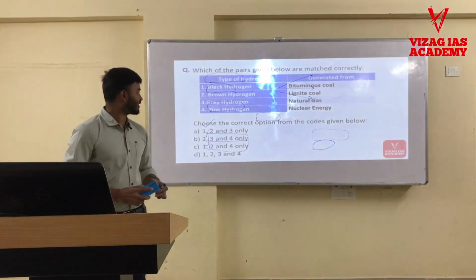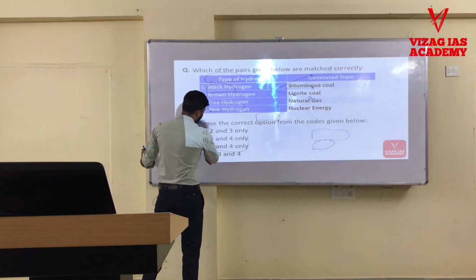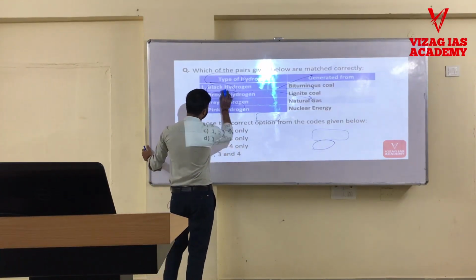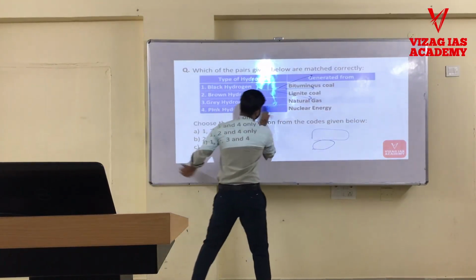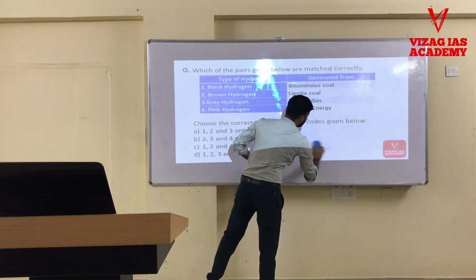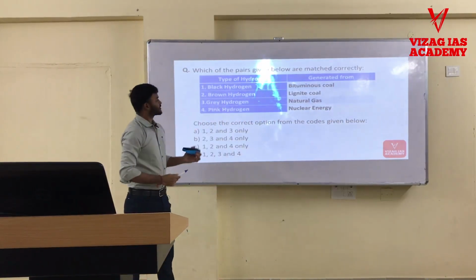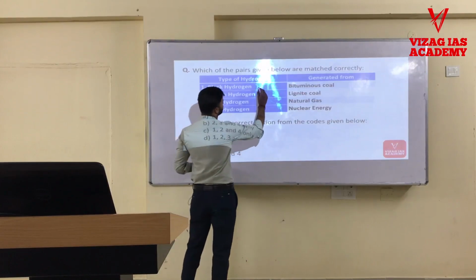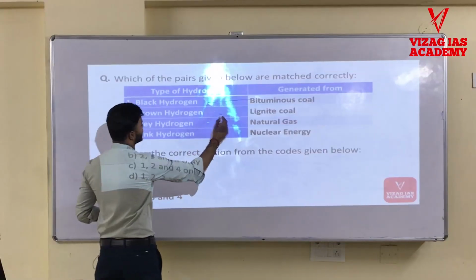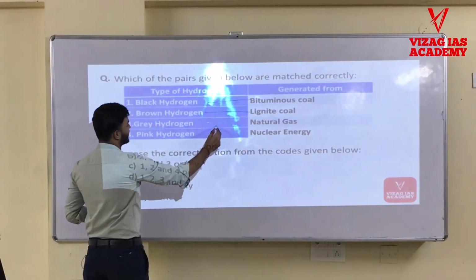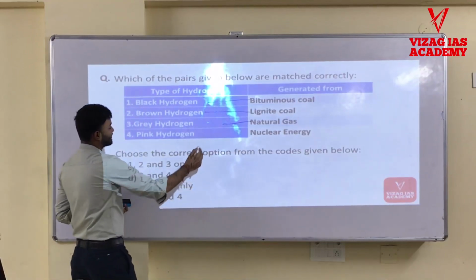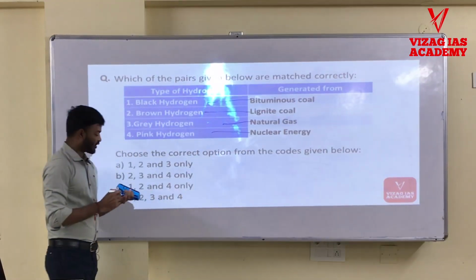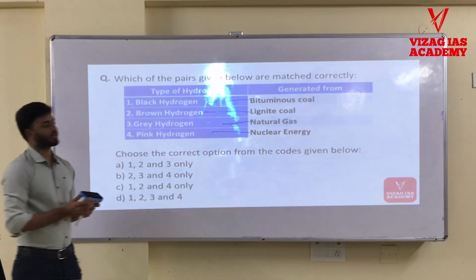Now let us see the following pairs. Black hydrogen means it is related to bituminous coal, brown hydrogen is lignite, grey hydrogen is natural gas, pink hydrogen means nuclear energy. So all these 4 pairs are correct.